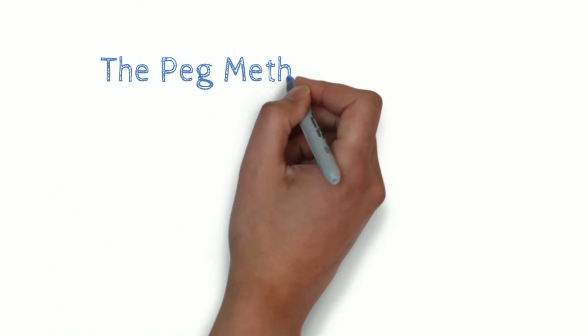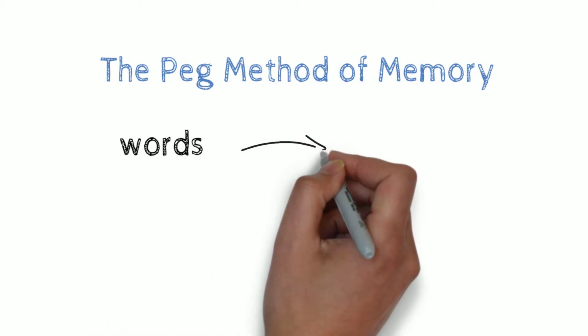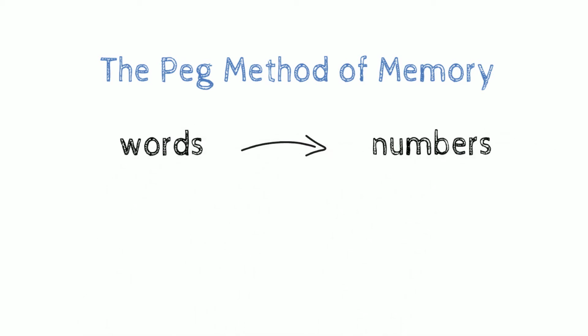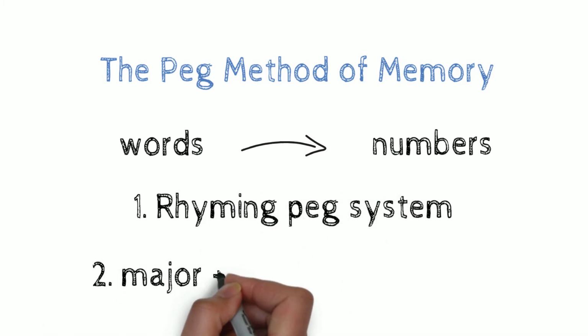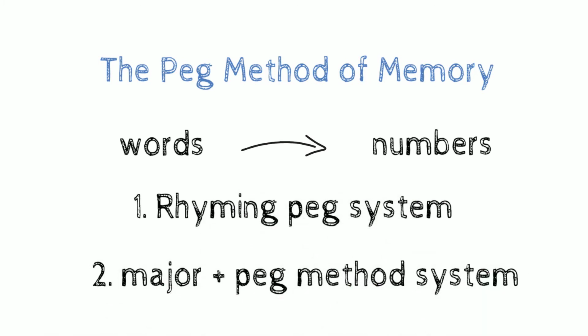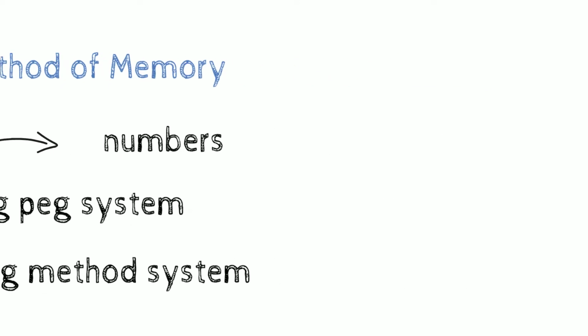So, what is the PEG method of memory? Well, it's a system that links words to numbers. There are two main types of the PEG method, namely the rhyming PEG system and the major method plus PEG method system. In this article, I'll focus more on the latter system, and honestly, it's the system I use to memorize numbers 0 to 9. I've linked an article to the first system on the blog, so be sure to check it out. With that said, let's get into it.